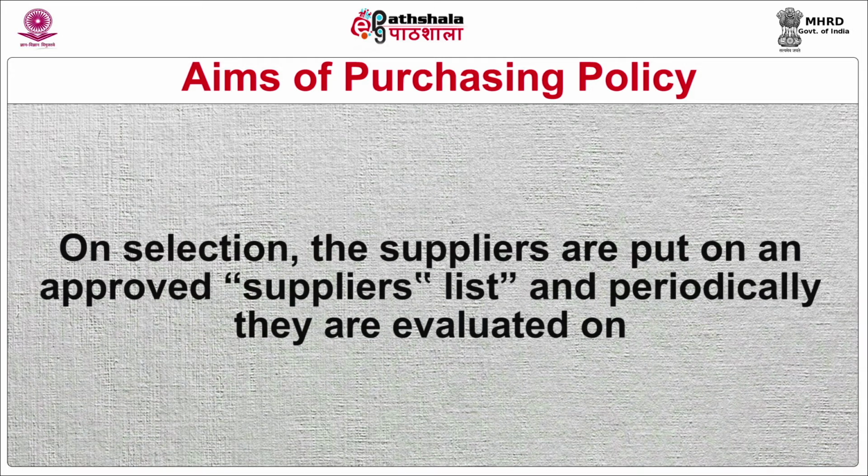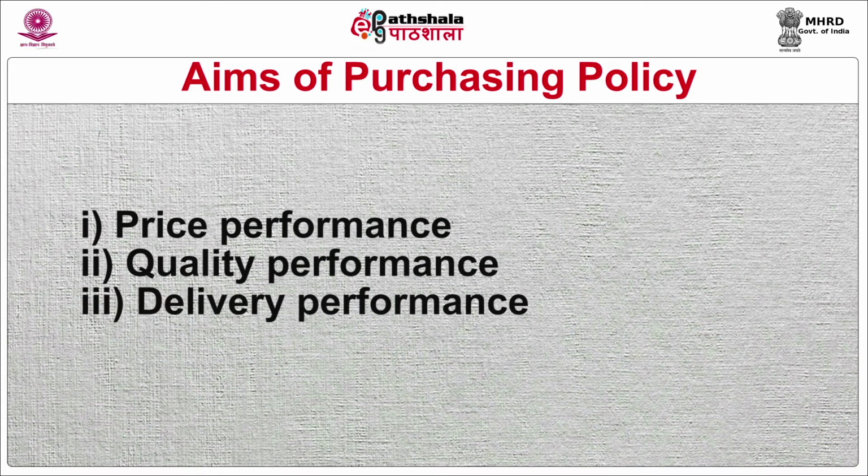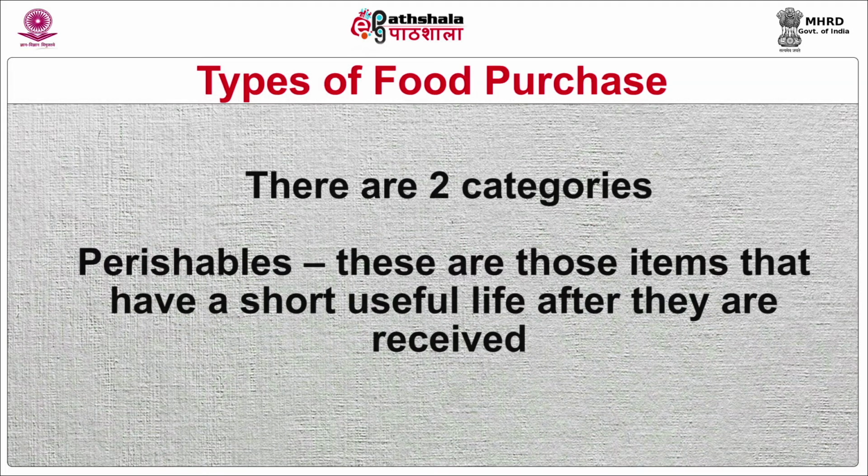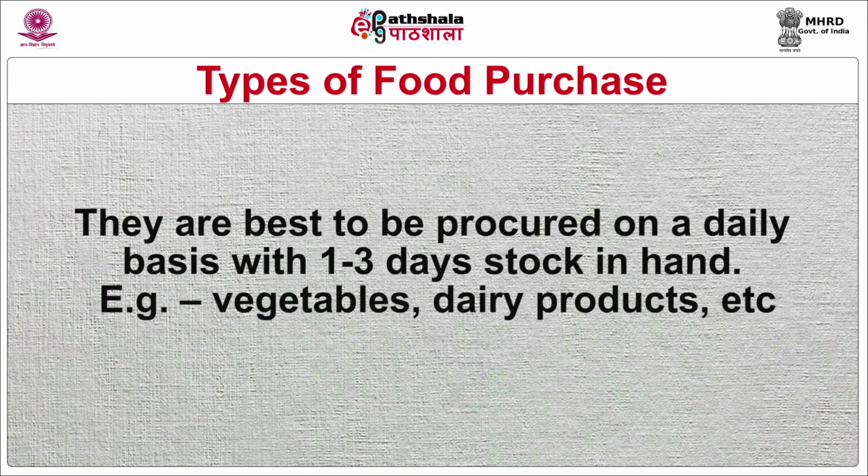On selection, the suppliers are put on an approved suppliers list and periodically they are evaluated on price performance, quality performance, delivery performance. Types of food purchase. There are two categories. Perishables. These are those items that have a short useful life after they are received. They are best to be procured on a daily basis with 1 to 3 days stock in hand.